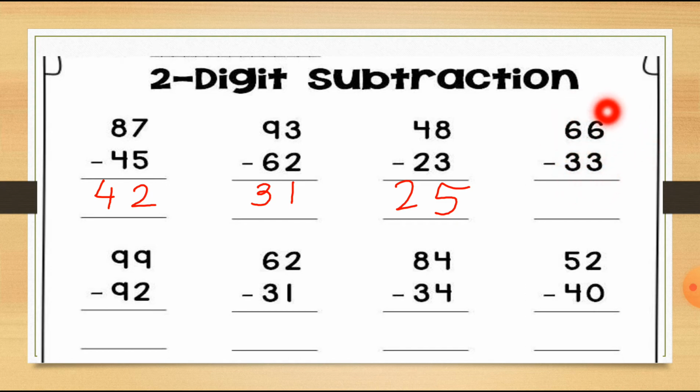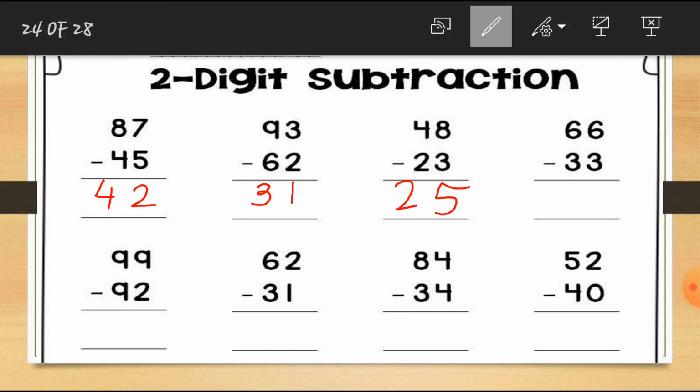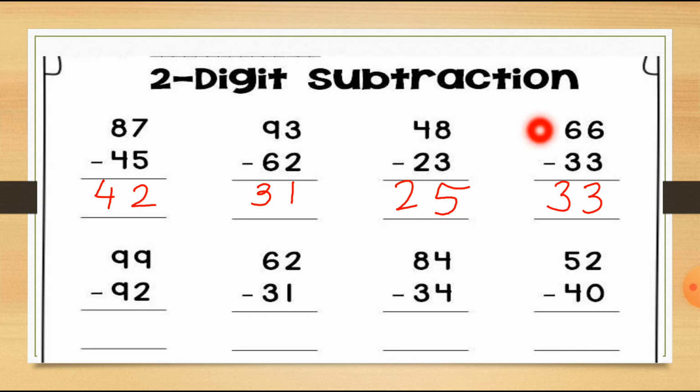Now here is the next sum, which is 66 and 33. But let's see the ones column first. So first, 6 minus 3, we will take away 3 from this 6. So we have just 3, and in the tens column also we have 3, because here we also take away 3 from this 6. So we will get 33 as the answer.